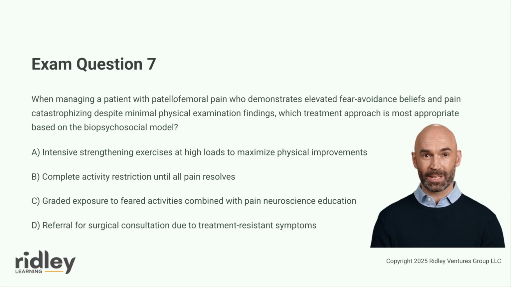When a patient presents with significant psychological distress, including elevated fear avoidance beliefs and pain catastrophizing, but minimal objective physical findings, treatment must prioritize these psychological contributors alongside physical rehabilitation. Pain neuroscience education helps patients understand the complex nature of pain and can reduce catastrophic thinking about activity and movement. Graded exposure involves systematically and progressively reintroducing feared activities in a safe, controlled manner, helping patients build confidence and self-efficacy while demonstrating that movement is safe.